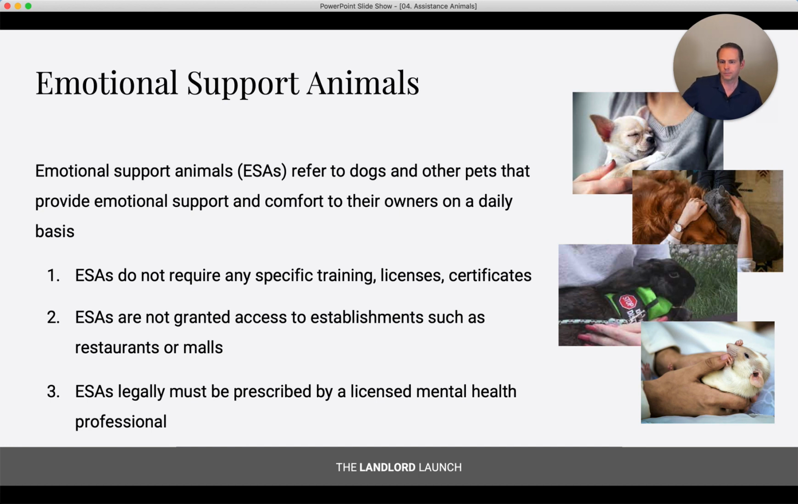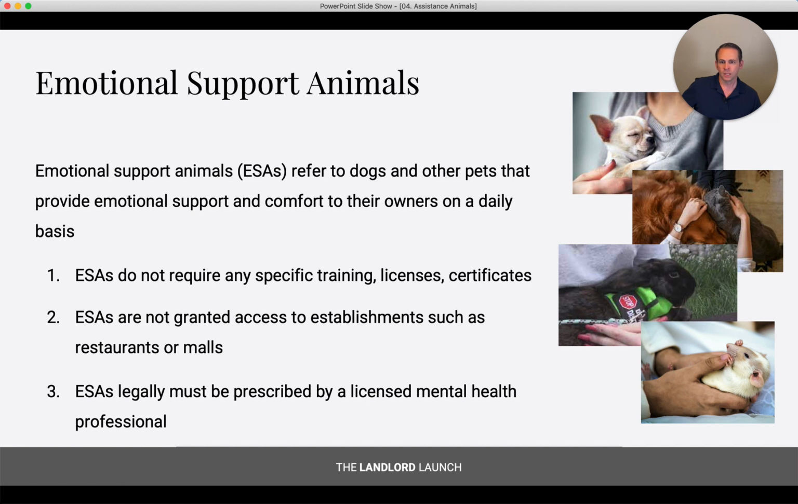Now, emotional support animals, a little different than service animals. Emotional support animals refer to dogs and other pets that provide emotional support and comfort to their owners on a daily basis. So this is different than performing a specific task to help a person work through their disability. This is more about relieving conditions, mental health conditions like depression, anxiety. Again, similar to therapy dogs, being with them and interacting with them helps them feel better.